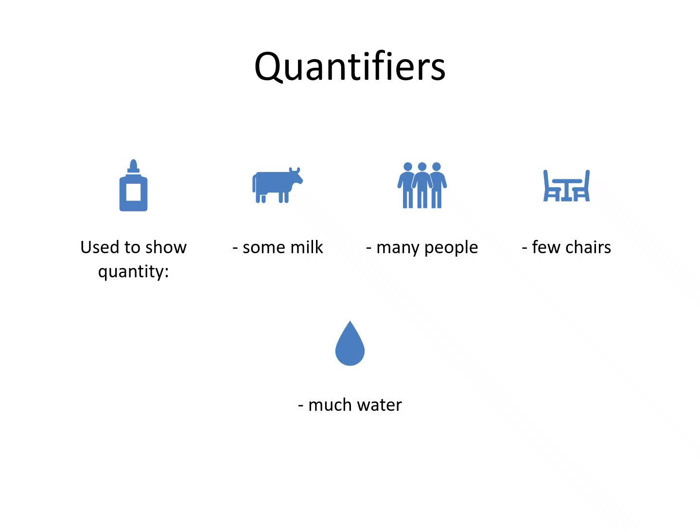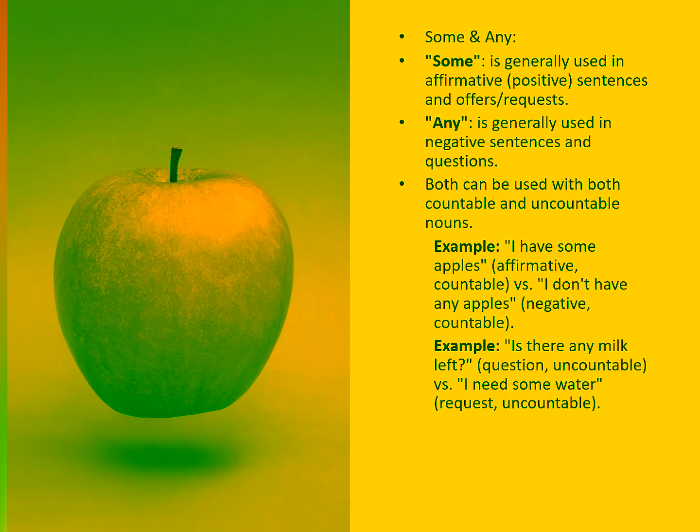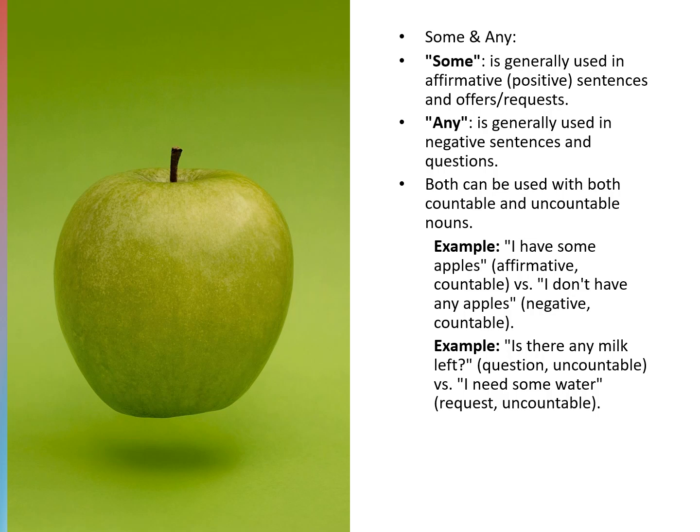Quantifiers tell us how much or how many. Let us look at some and any. Some is used mostly in positive sentences. Example, I have some apples. I need some water. Any is used in negative sentences and questions. Example, I don't have any money. Do you have any milk?